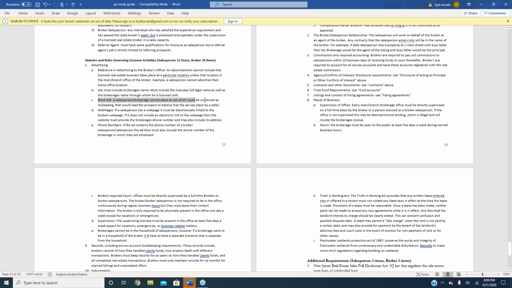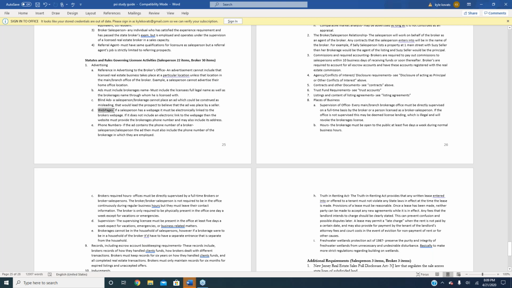It talks about blind ads. If you have an ad that does not list the name of the brokerage firm, we call that a blind ad, and blind ads are illegal. They're not allowed.